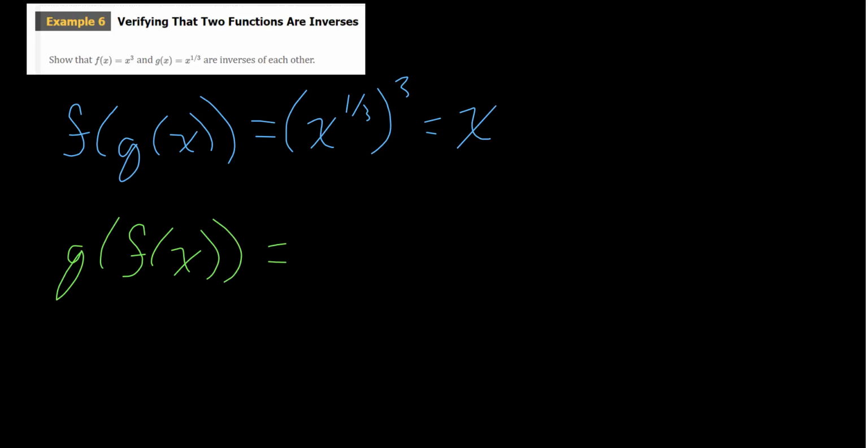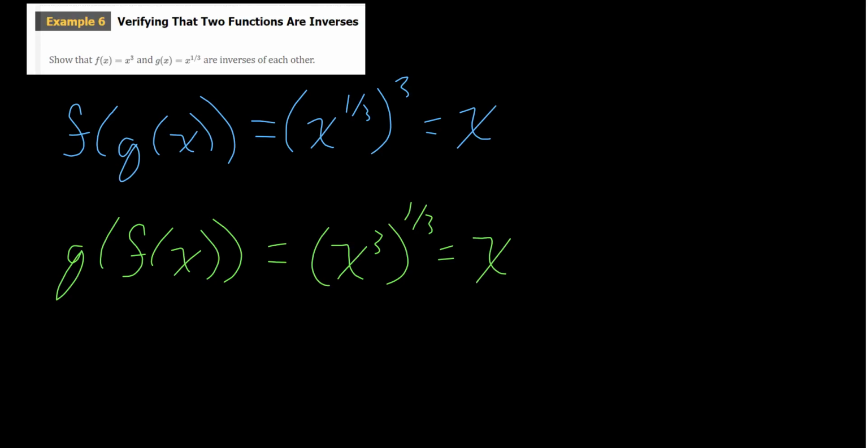Same thing. Now we're going to put f of x in for the x in g of x. So we put x cubed in for this x right here. So it's x to the 1/3, so x cubed. I forgot to put my cube there. Let's rewrite that. x cubed raised to the 1/3, and of course that's equal to x.